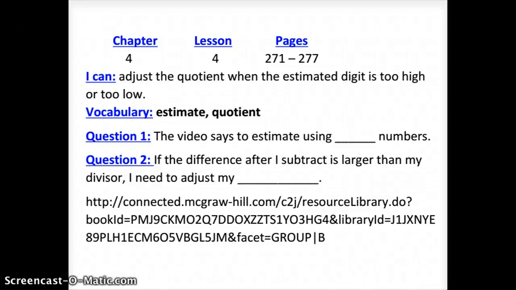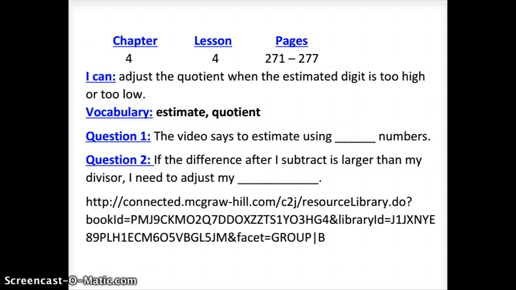Today we are learning about Chapter 4, Lesson 4, which can be found on pages 271 through 277 in your textbook and online. Our objective is: I can adjust the quotient when the estimated digit is too high or too low. Vocabulary is estimate and quotient.